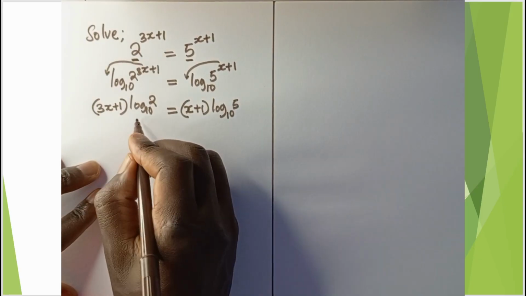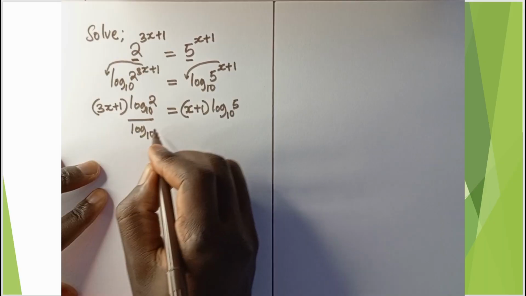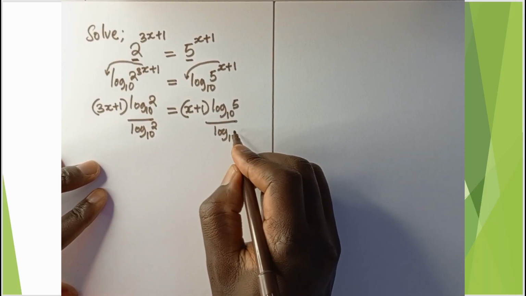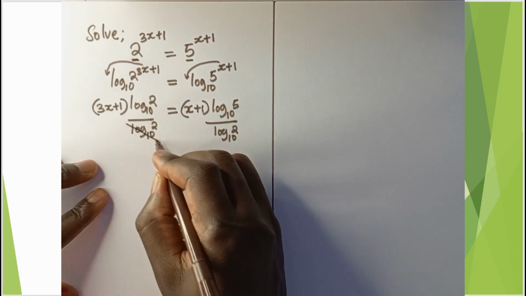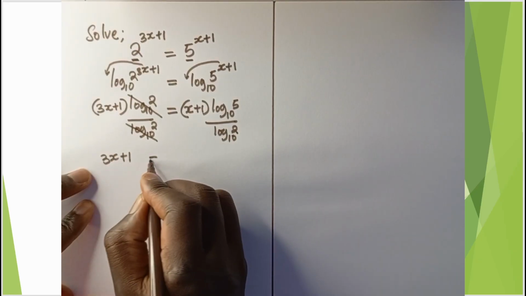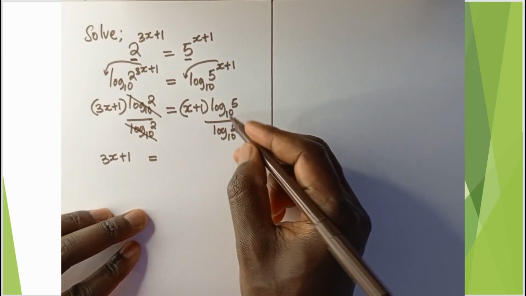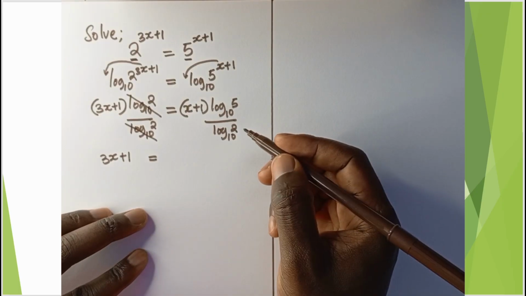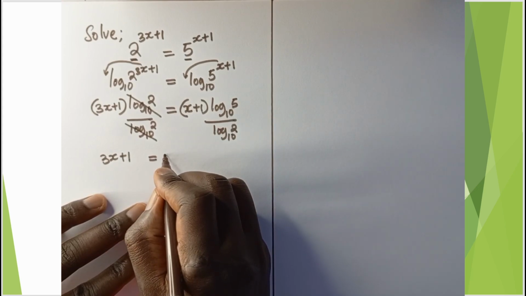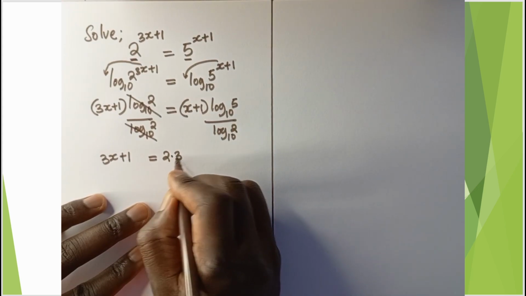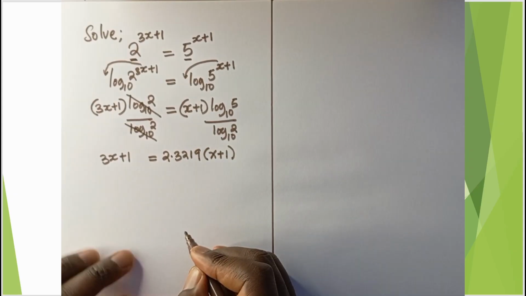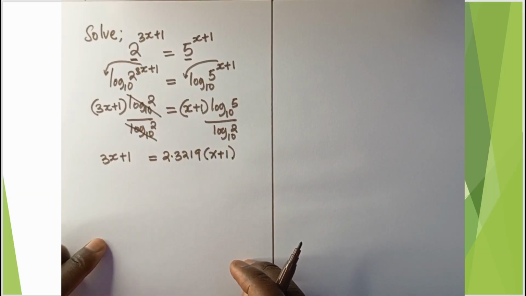Now to simplify life, I can go ahead and divide through by log base 10 of 2. Now these cancel, and I remain with 3x plus 1 is equal to log base 10 of 5 over log base 10 of 2, into x plus 1. Now this one is easy to place on the calculator. However, you have to be careful when you are placing it in the calculator. When you place it in the calculator, you will obtain 2.3219 into x plus 1. We write it to 4 decimal places for accuracy.